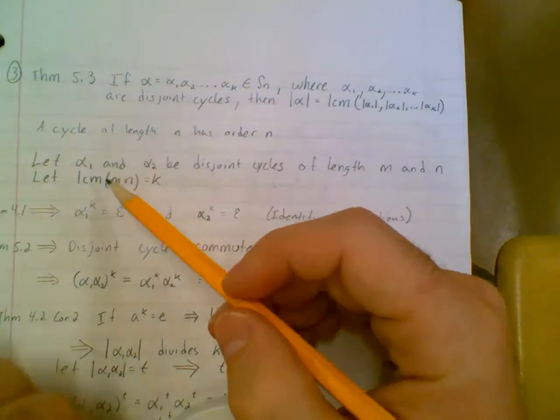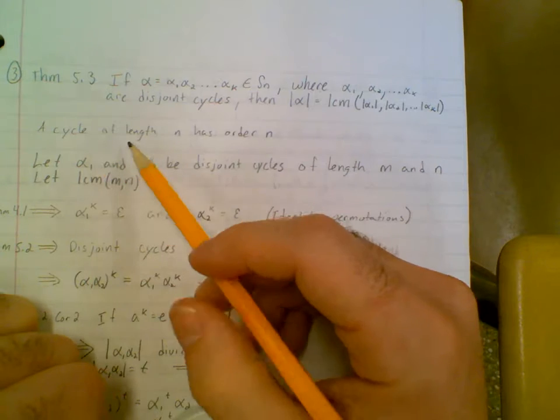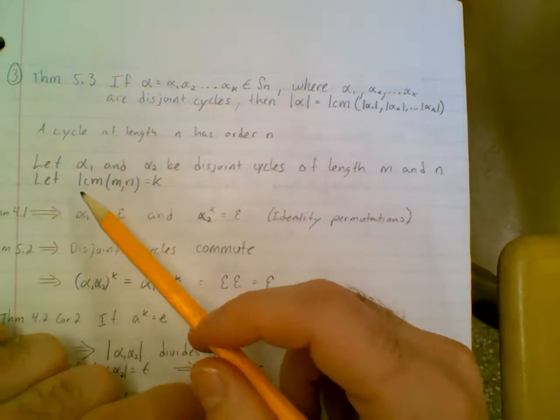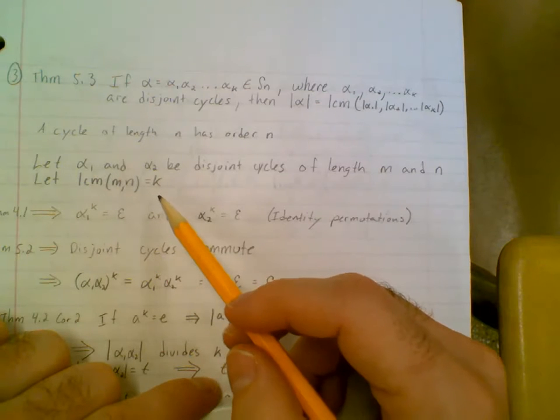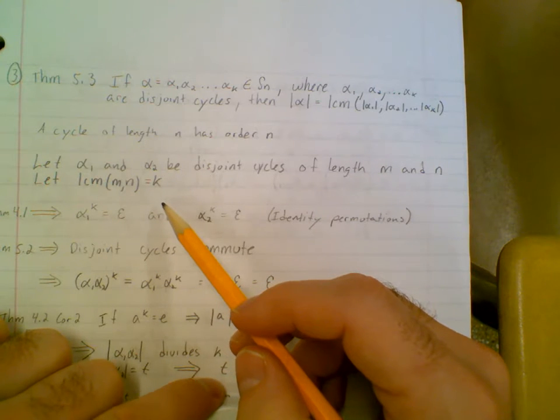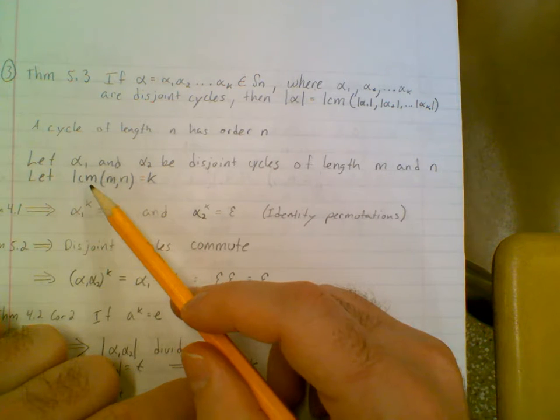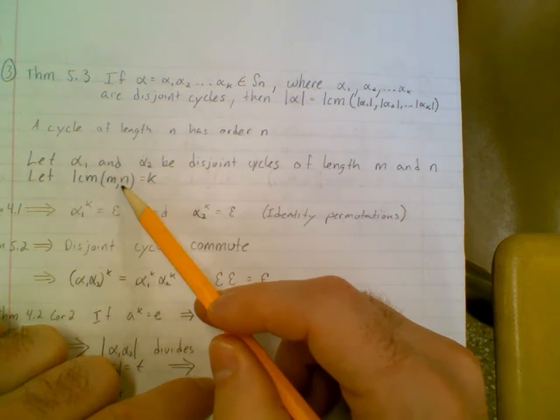All right, so we're going to start out by saying that a cycle of length n has order n, right? And we're going to let alpha 1 and alpha 2 be disjoint cycles of length m and n. And we're going to let the least common multiple of those two numbers equal k.